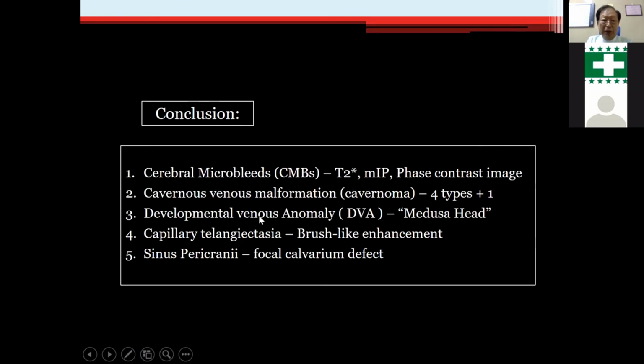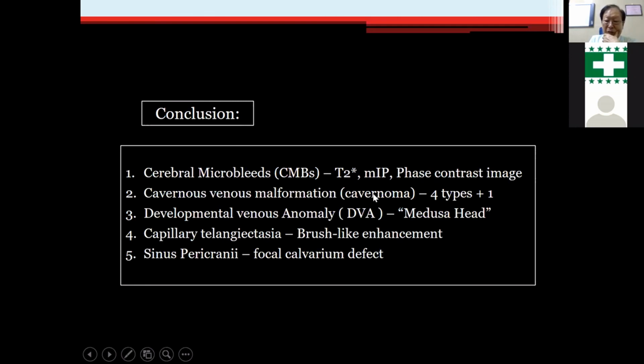Now, in conclusion, we talked about cerebral microbleeds. An important thing is the T2 star image, SWI, and MIP. Phase contrast as well. In my practice, in brain MRI, I always ask the technologists to put up the phase contrast image. If you see a black dot, you don't know whether this is calcification or microbleed. So you need help from the phase contrast image. That's why you need this one.